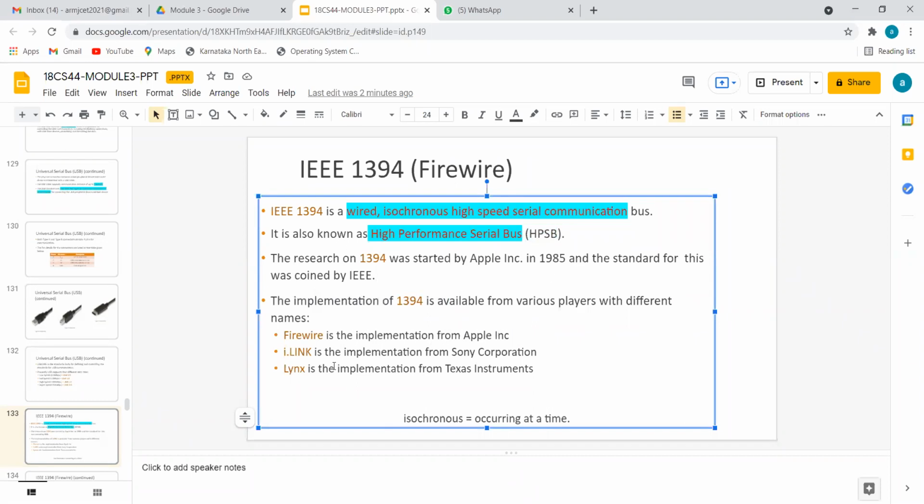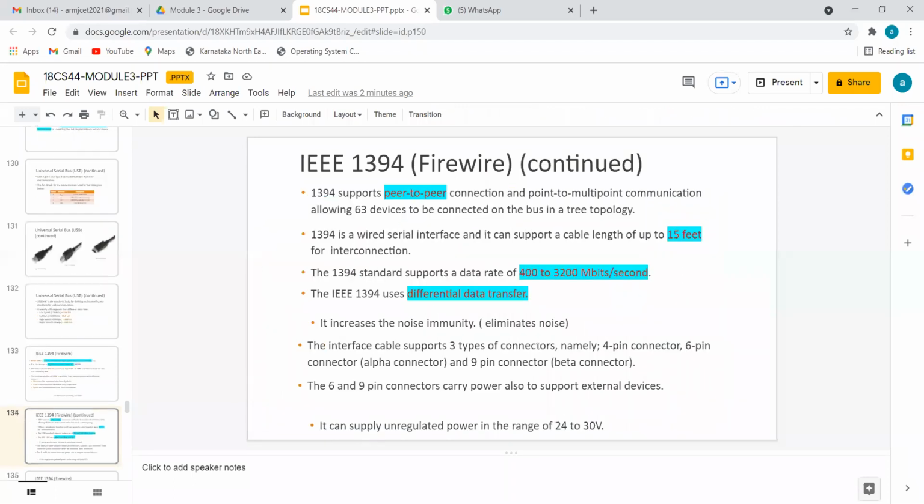Then comes some of the products developed by different companies using the technique of IEEE, as follows. Apple company called it FireWire. Sony company has called it i.LINK, whereas Texas Instruments called it Lynx. These are the names, but the working principle remains the same in all.